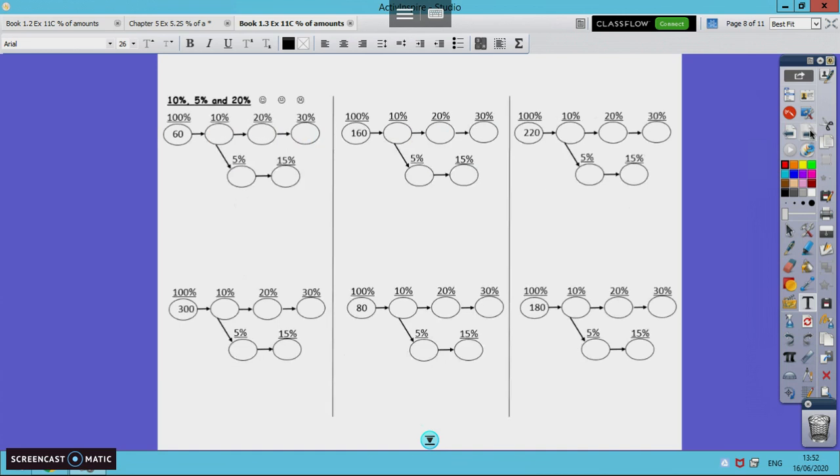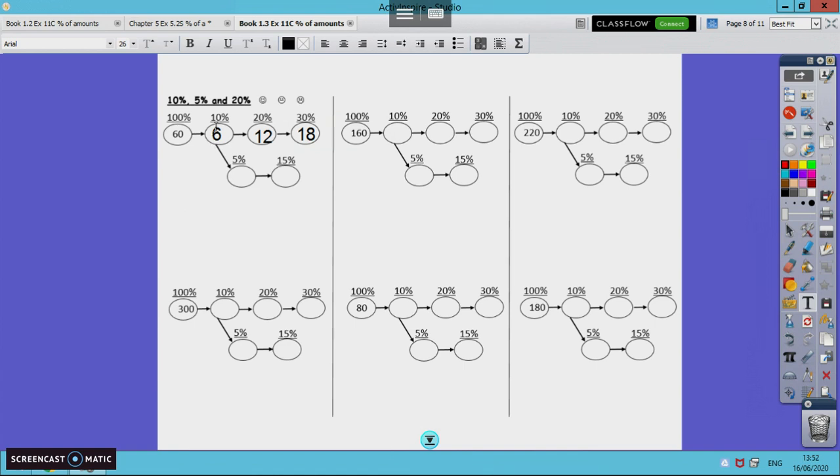And then let's have a look here at the next sheet. So there's only 6 questions from this sheet here to do. But again, I want you to set it out like they have with the bubbles and everything. Okay, so let's have a go at this. So 100% is worth 60. 10%, I need to divide 60 by 10 to find 10%, and that's going to be 6. 20% is going to be double 10%, so that's got to be 12. 30% has got to be 3 times 10%. So what's 3 times 6? 18.